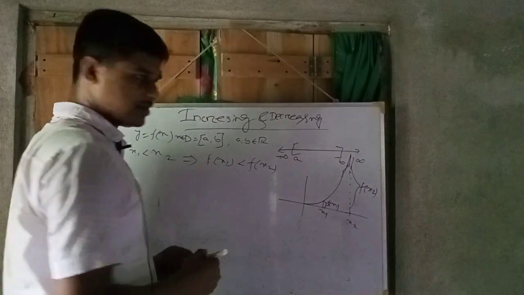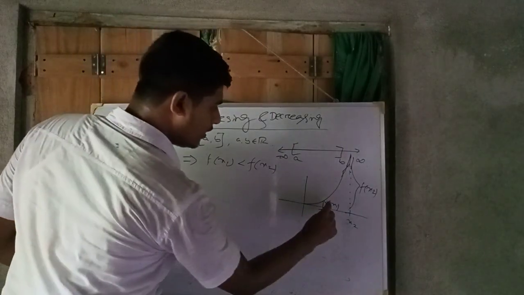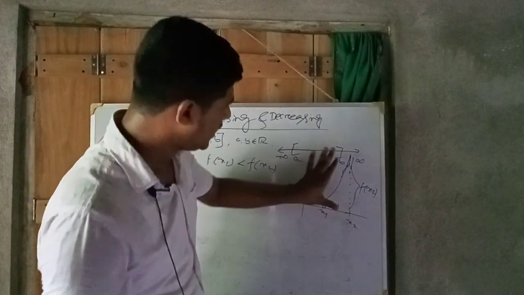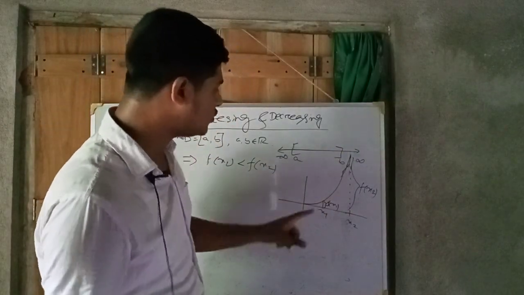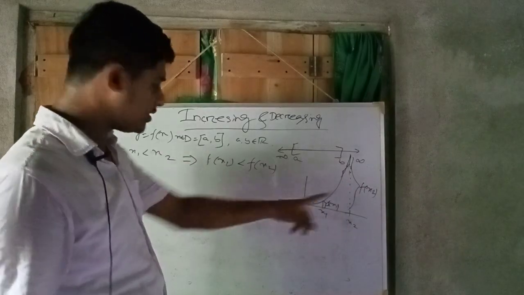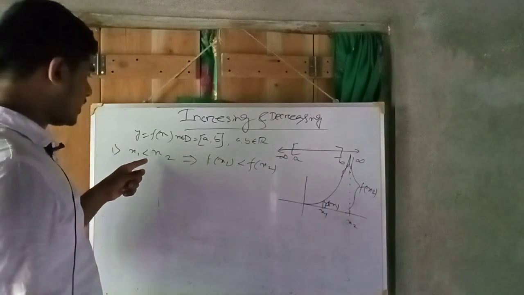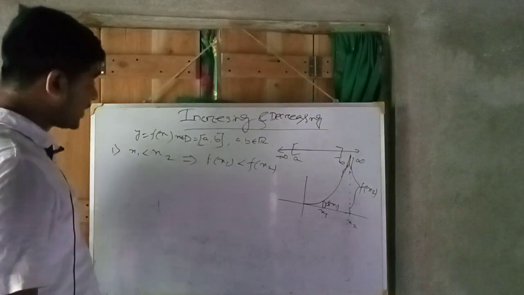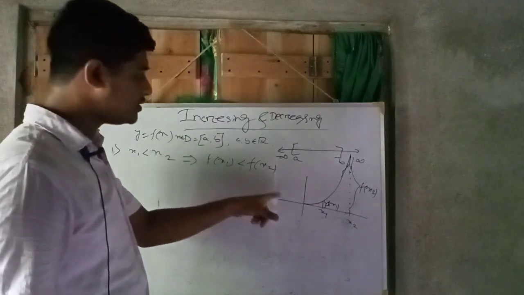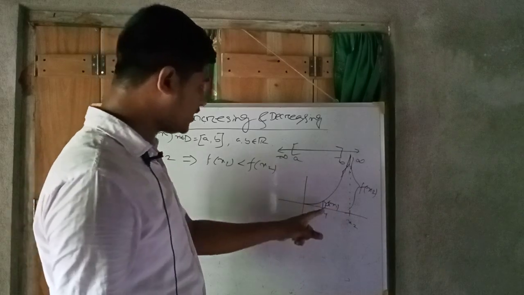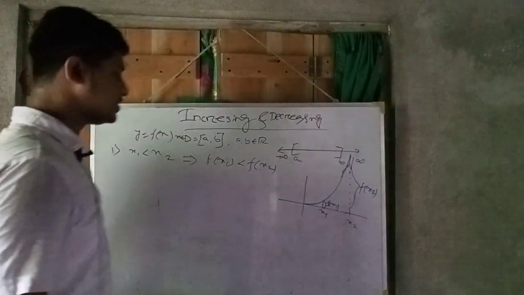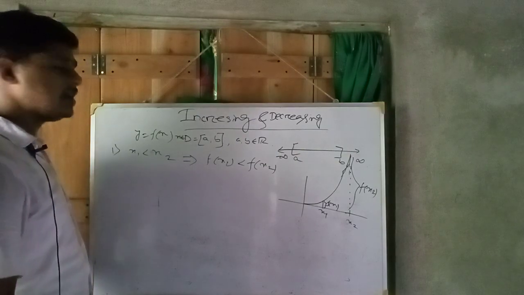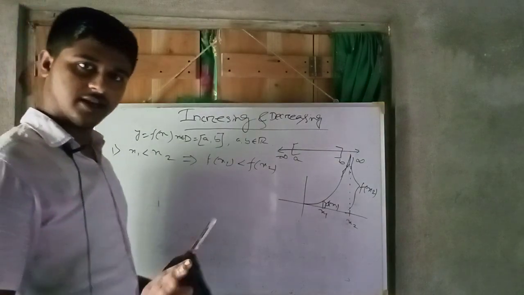Now as a length, which is greater? f(x1) is this only, and f(x2) is in this length. So f(x2) is greater. This is actually our condition: x1 less than x2, f(x1) is less than f(x2), that is f(x2) is greater than f(x1). So in this case we get the situation of increasingness. This is very simple.